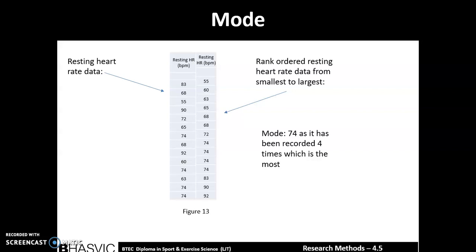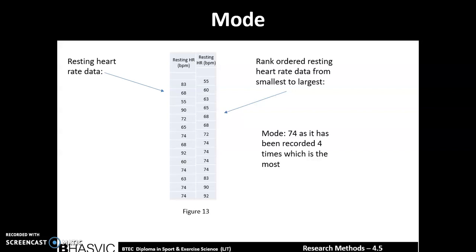Following on from this, the mode is calculated by firstly ordering the values from smallest to largest, so the researcher can clearly see all the pieces of data spread out and clear. For example, in Figure 13, the researcher decided to use the mode in order to describe their stats regarding British gymnasts' resting heart rate. Therefore, they would firstly order the values from smallest to largest, so that a clear image of all the values can be formed.